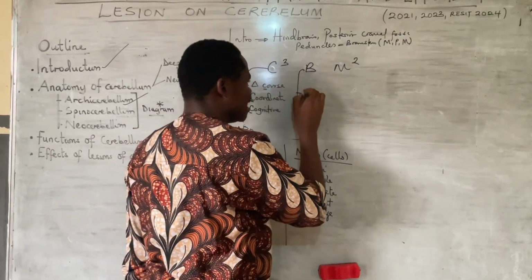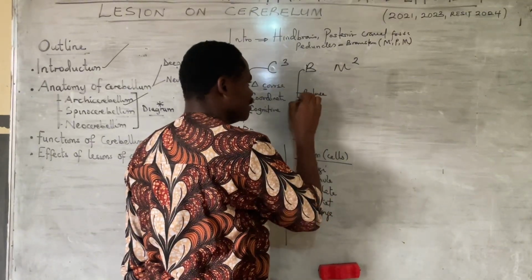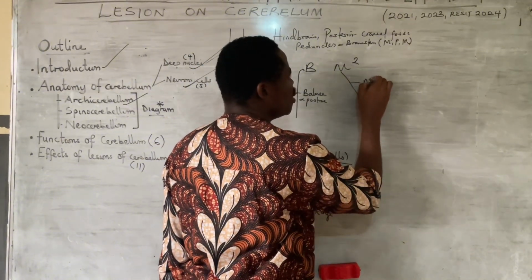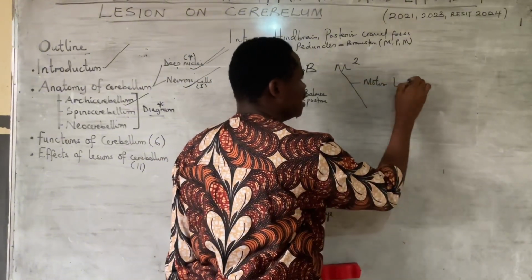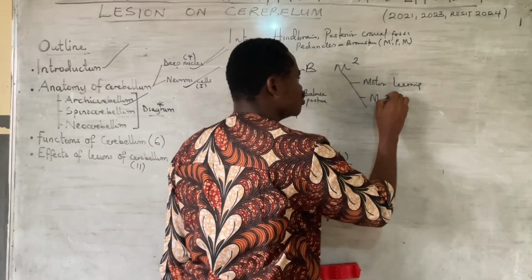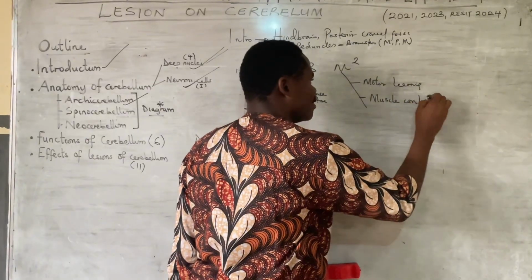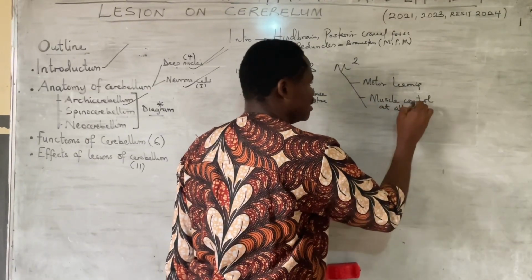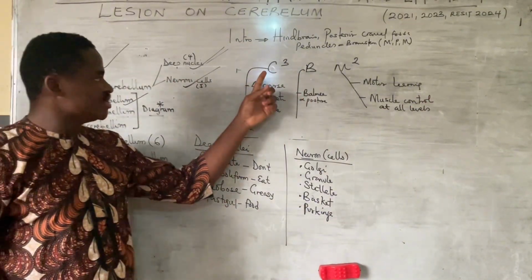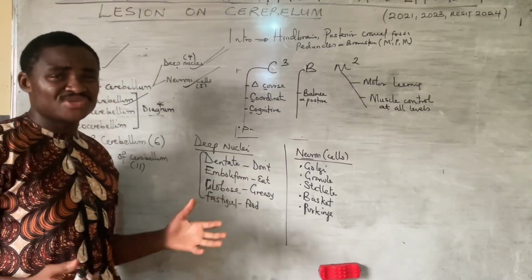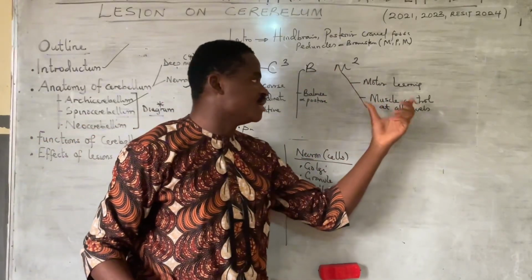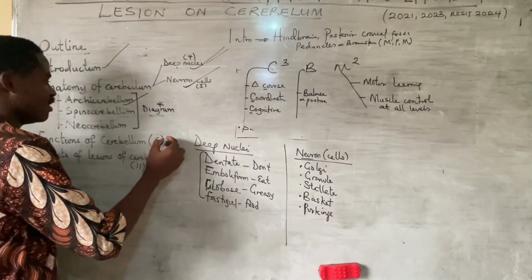How about the B here? For balance and posture. And then the M squared: number 1, motor learning. The cerebellum helps with motor learning. And the second is muscle control at all levels. So 6 functions you must remember. Again: changing the course, coordination, cognitive, such as even learning a new language; B for balance and posture; M squared for motor learning and muscle control at all levels.